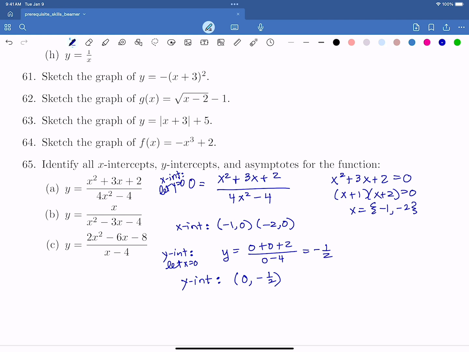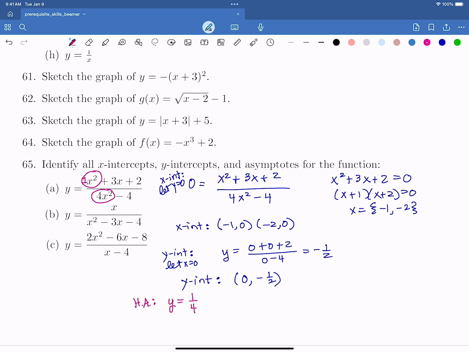Now, asymptotes. For horizontal asymptote, I am going to compare the leading term in the numerator and the denominator. And I'm just going to look at that ratio. If they have the same degree, I'm going to simplify. X squared over 4x squared reduces to 1 over 4. I'm just looking at the ratio of these coefficients. There's a 1 in front of that x squared, right? So 1/4. Y equals 1/4. That is a horizontal asymptote.